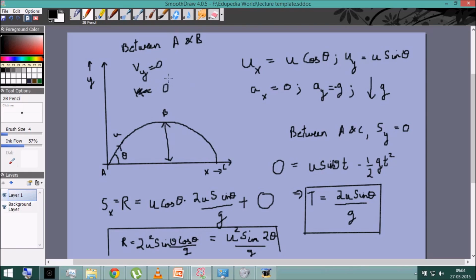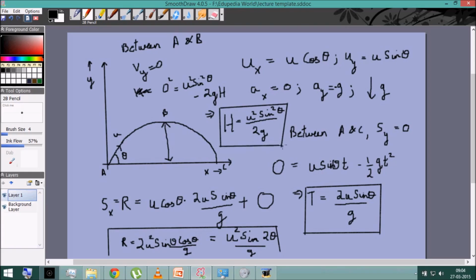So we know that between A and B, Vy equals 0, Uy equals u sine theta, Ay equals minus g. So we can find the displacement using the third equation. So Sy, which will be the maximum height, we'll use the third equation. So that will be Vy square, 0 square, is equal to Uy square, u square sine square theta, plus 2as, minus 2gh, because a will be minus g, which will give me the maximum height is u square sine square theta by 2g.